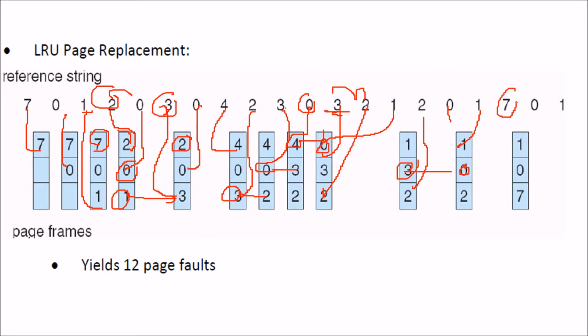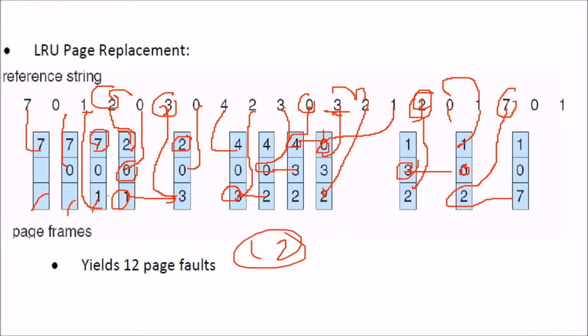Now 7 has to be seen, where we have to put it. 2 was earlier than 0 and 1, least recently used. So we will replace this 2 with 7. How many page faults? 12 page faults here. 1, 2, 3, 4, 5, 6, 7, 8, 9, 10, 11, 12. Number of bars you can count.